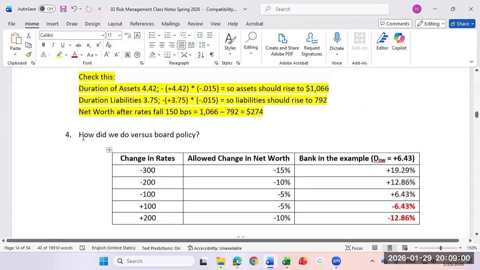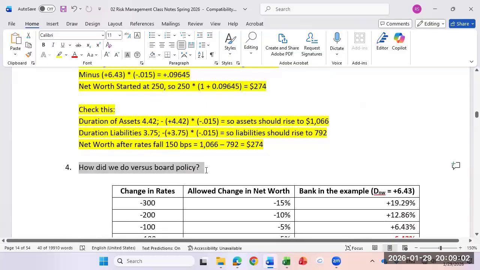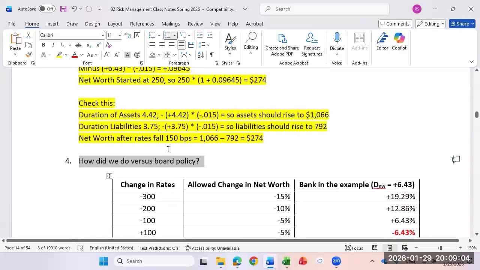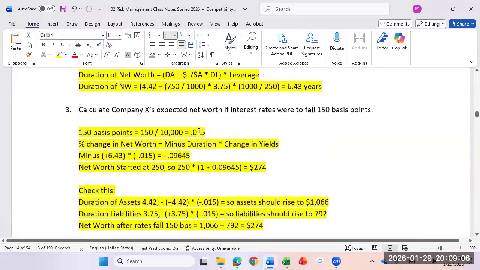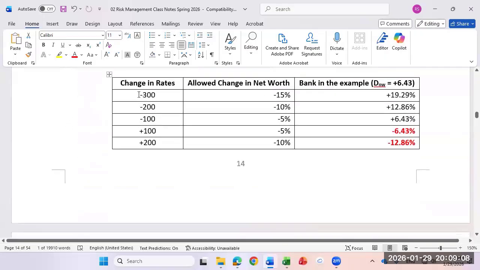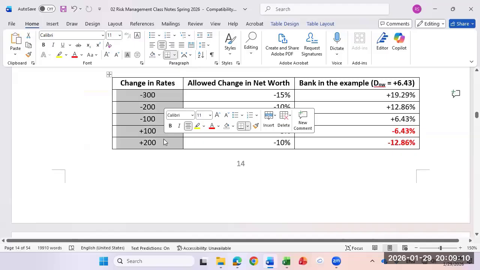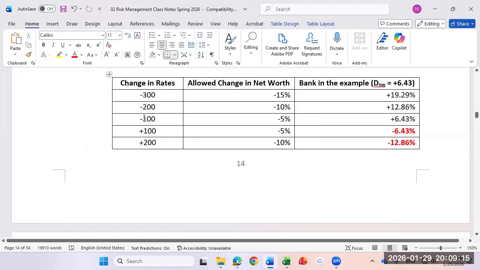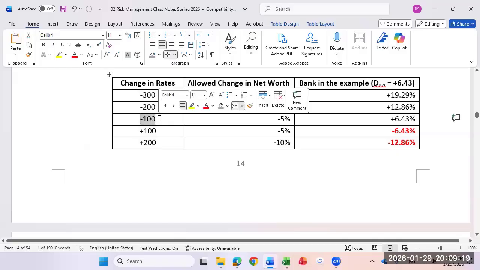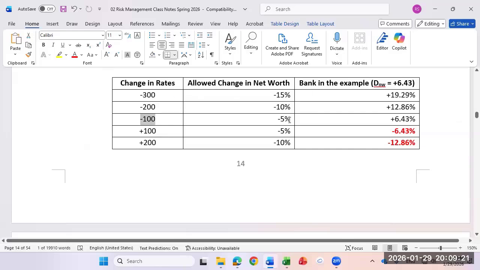Well, now question 4 has nothing to do with question 3, all right? Don't try to relate them because this is 150 basis points, but your board doesn't have 150 basis points. It's not anywhere on there, all right? So they have 100 and 200. But the board said, hey, if interest rates fall 100 basis points, your net worth can't fall more than 5%. But if interest rates fall, their net worth would actually go up 6.43%.